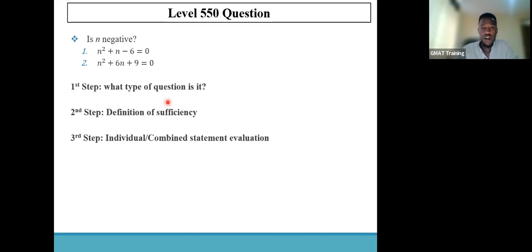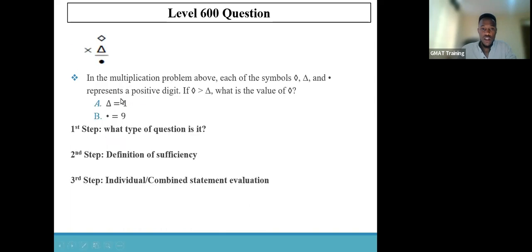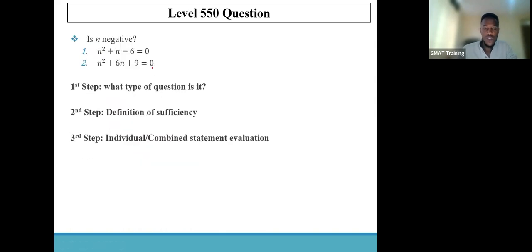And as usual for data sufficiency questions, we employ a step-by-step method, wherein the first step is always to ask yourself, what type of question is it that you're being asked? In this case, you'd notice that the response to the question in the question stem would be either yes or no. That means the answer to the first step is that this question is a yes or no question.